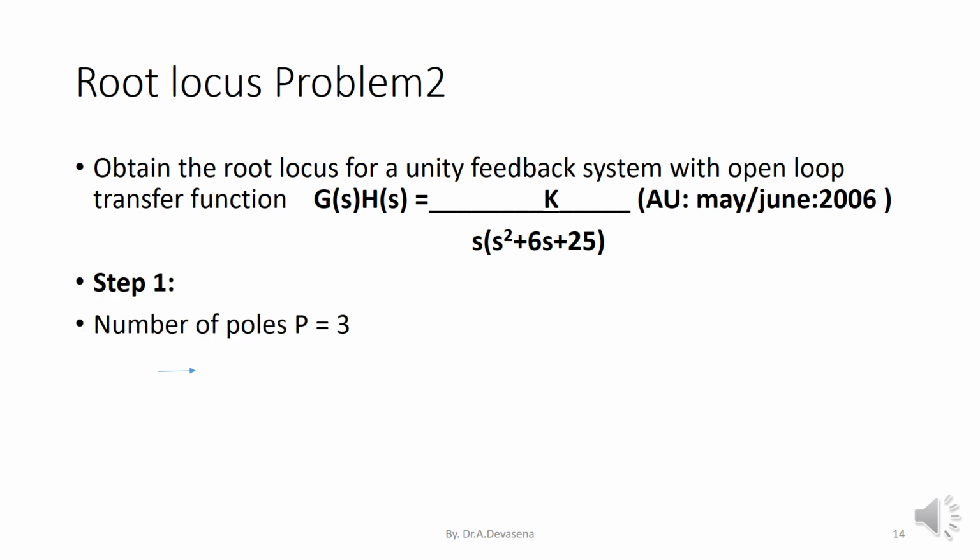Here in this problem we have three poles. One is on the real axis, that is s equal to 0, and the other two poles are complex poles, because we have a quadratic equation s square plus 6s plus 25 present in the denominator. This provides the complex poles minus 3 plus j4 and minus 3 minus j4. Here we have no zeros.